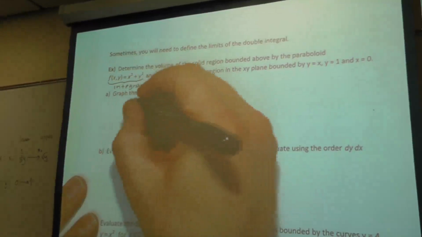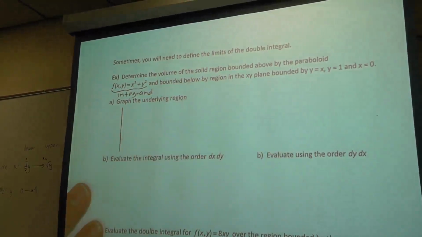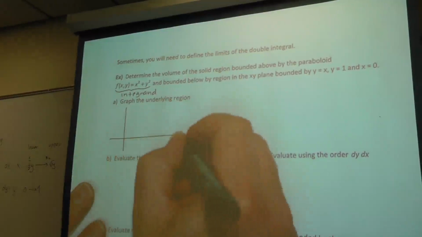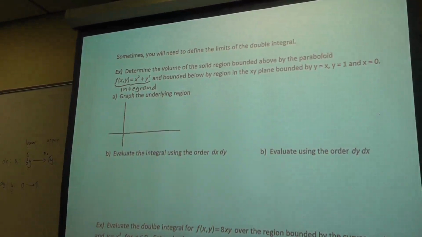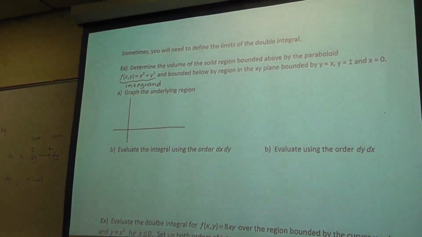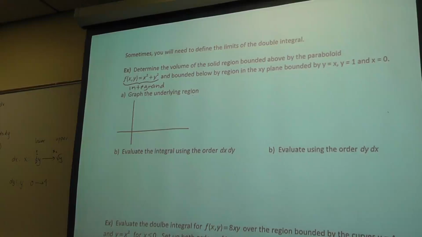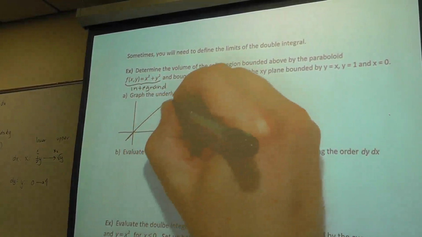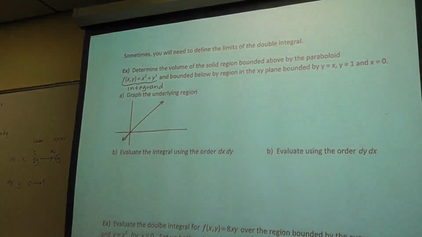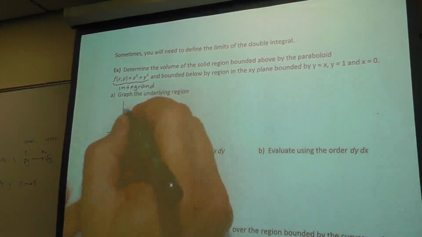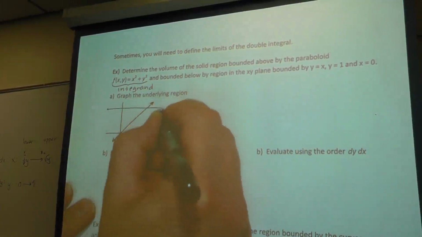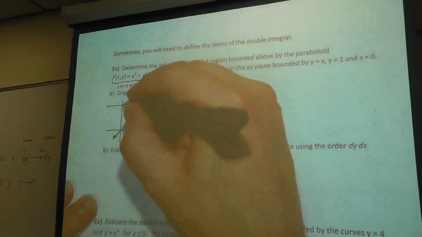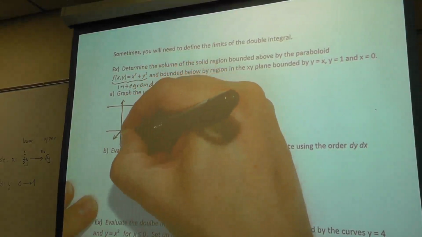If you graph this underlying region, I really only need to graph this much of the xy plane. Do you see why? Because I think everything's going to turn out to be in the first quadrant. If you graph y equals x, it's your 45-degree line, slope of 1, with intercept at the origin. Y equals 1 is a horizontal line looking like this. And then x equals 0 is better known as the y-axis.